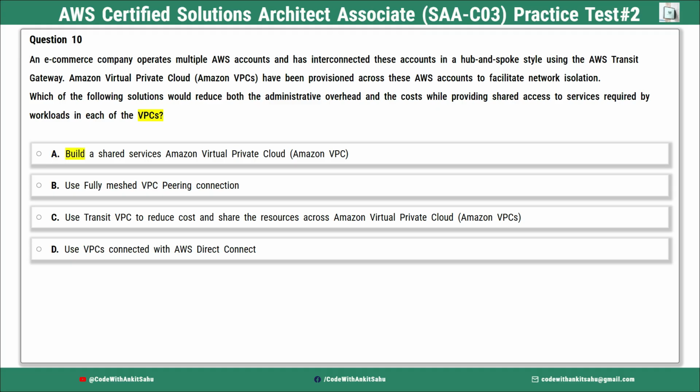Option A. Build a shared services Amazon Virtual Private Cloud (Amazon VPC). Option B. Use fully meshed VPC peering connection. Option C. Use Transit VPC to reduce cost and share the resources across Amazon Virtual Private Cloud (Amazon VPCs). Option D. Use VPCs connected with AWS Direct Connect.